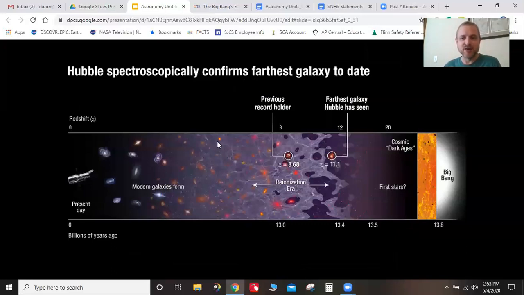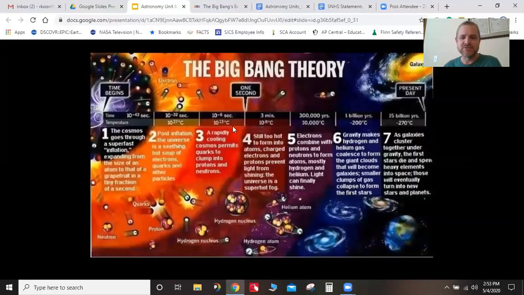The furthest thing the Hubble has found, and this might have been scooped since the last time I looked it up, is 11.1 billion light years away. The Big Bang is 13.8, right? So you'd have to get 3, 4, 5 billion light years further away to actually see the Big Bang. But again, you wouldn't because of the opaque nature of existence after the Big Bang. And this is just another little diagram that shows times and such.